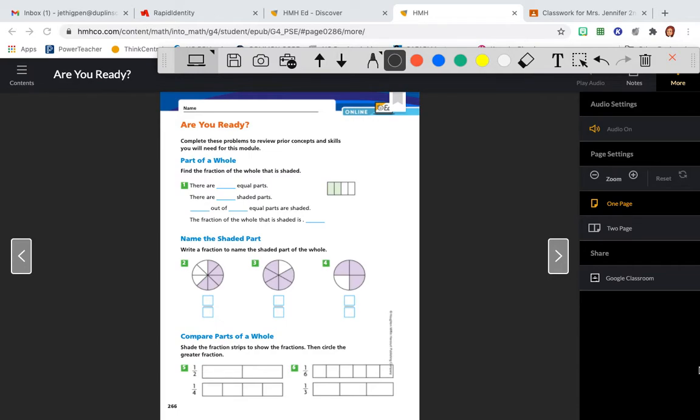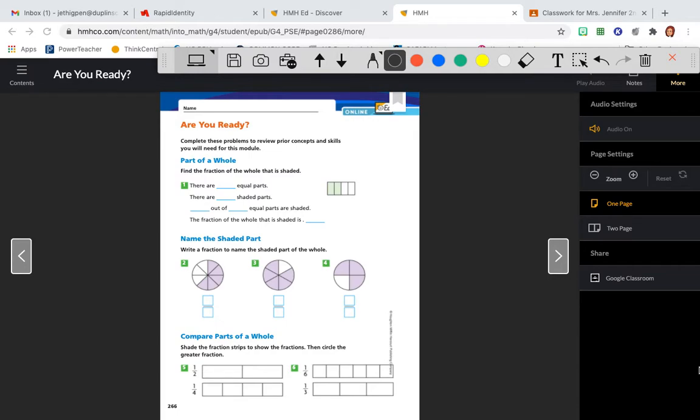So in Are You Ready, all of the skills that we are going to be focused on, these prior concepts and skills, are going to be needed in this module. So you're going to revisit or see these skills again as we go through Module 11. So let's get started. Part of a whole. Find the fraction of the whole that is shaded. So let's just walk through each part together.